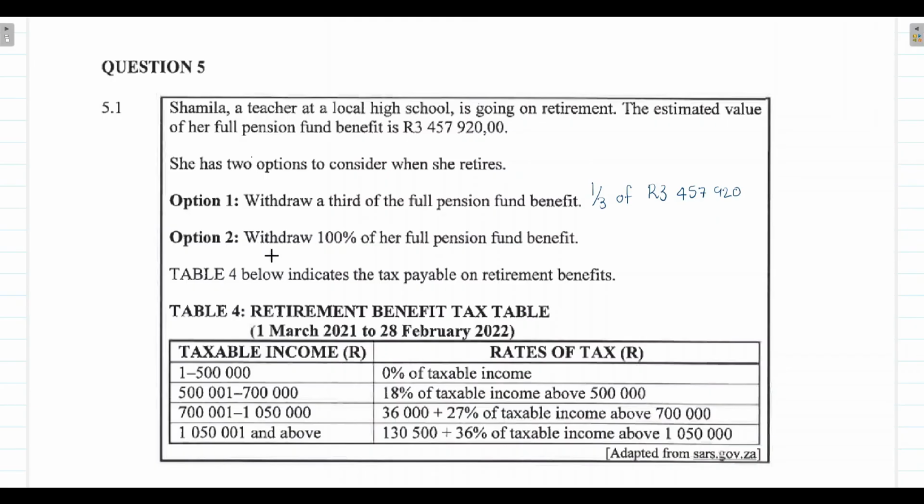If she withdraws 100% of the full pension fund benefit, that means she will be taking that 3,457,920 in full. Table 4 below indicates the tax payable on the retirement benefits. So let's have a look at this table. Table 4 is a retirement benefit tax table for the period of the 1st of March 2021 to the 28th of February 2022.